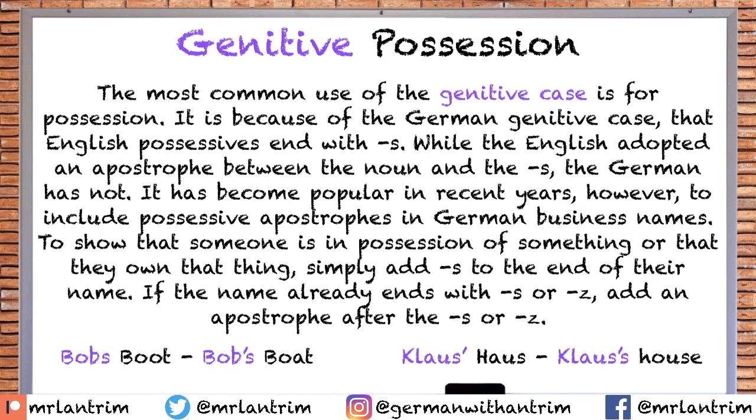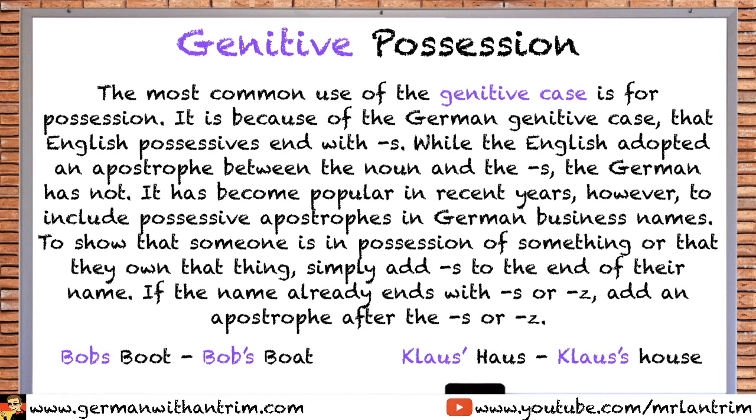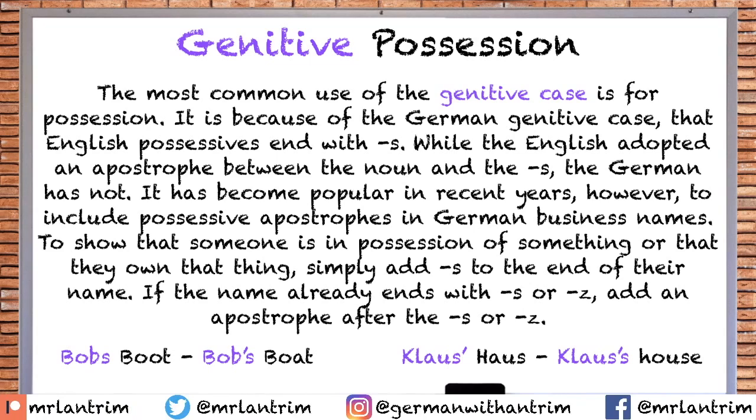So, basically what's going to happen is, in English, we add an S with an apostrophe to it in order to make something possessive. So for instance, the example I have down at the bottom, Bob's boat. Bob is the one that owns the boat, and so we put an apostrophe followed by an S in order to indicate that that is Bob's boat, right?